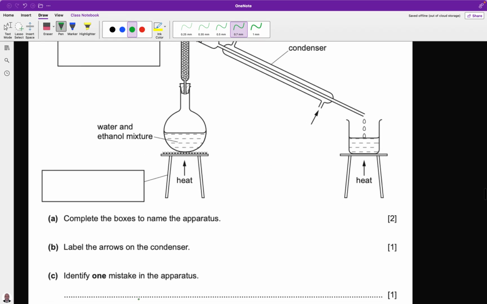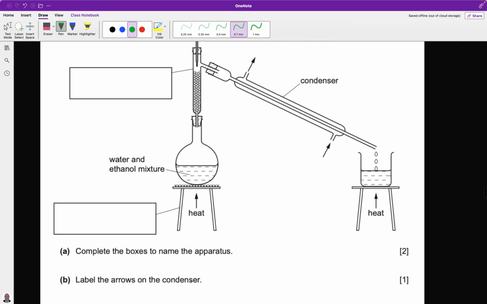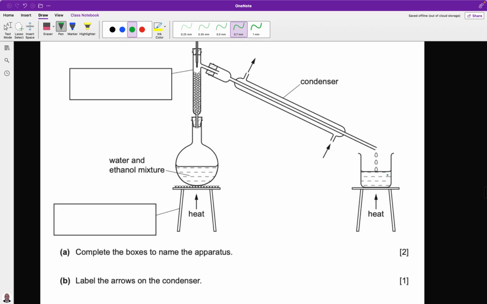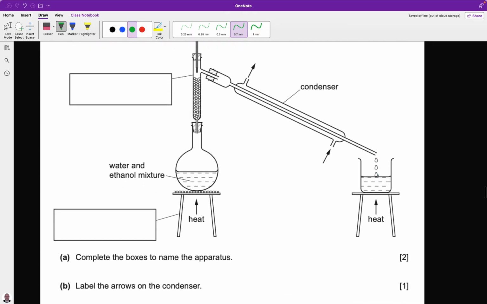C part, identify one mistake in the apparatus. Well, if you look at the apparatus very well, you will see that under the collecting beaker, there is heat. There is not supposed to be heat here. This is for the collection of ethanol. This is ethanol that has been collected here. We cannot heat it again.